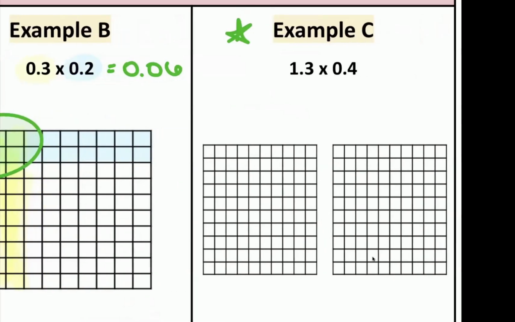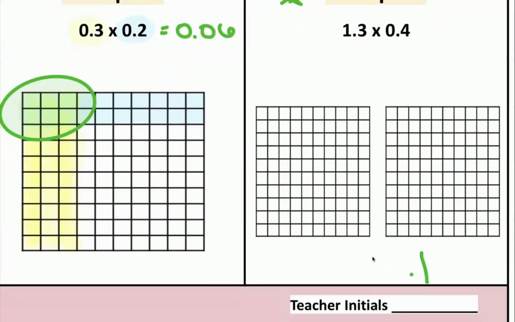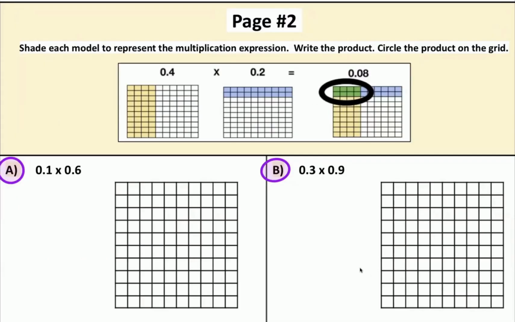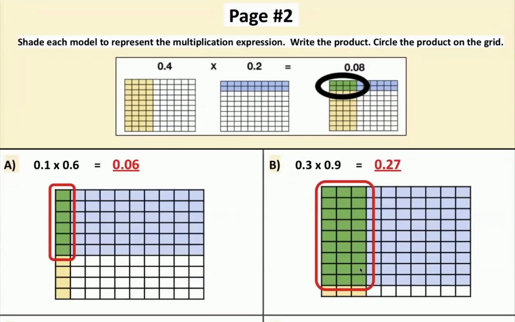Once you're finished example C, go ahead and check in with your teacher to get feedback and come back to the video when you're ready for page 2. Check your work for problems A and B. Pause the video so you have enough time.